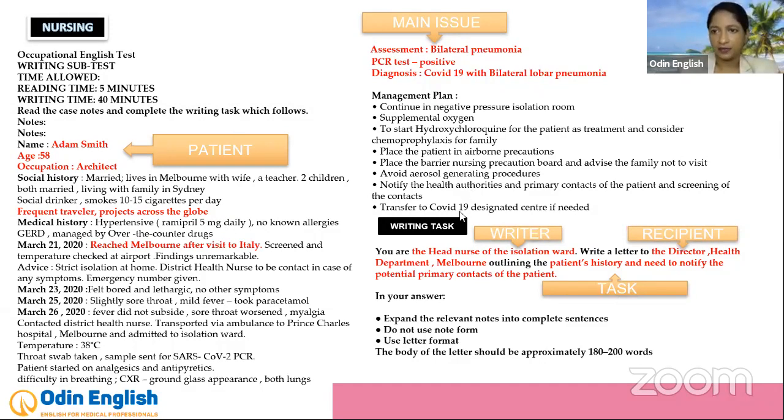So let me just tell that once again. The patient is Adam Smith, who is an architect and a frequent traveler. His main issue is COVID-19 with bilateral lobar pneumonia. The writer is head nurse of the isolation ward. The recipient is the Director of Health Department, Melbourne, and the task is to outline the patient's history and to notify the primary contacts of the patient. So most of you are correct here.